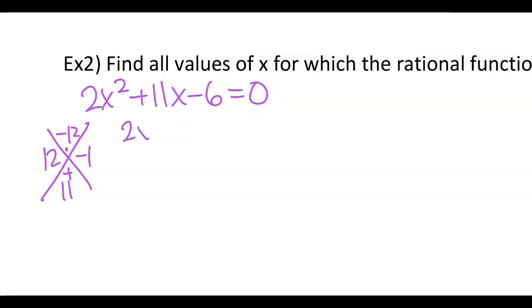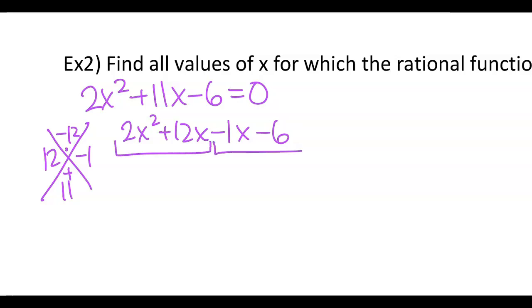So we're going to rewrite 2x squared. And instead of 11x, I'm going to write it as a combination of 12 and negative 1, because when you do 12 minus 1, you'll get 11. So plus 12x minus 1x minus 6. I'm going to factor by grouping. I'm going to group the first two terms and the last two terms.